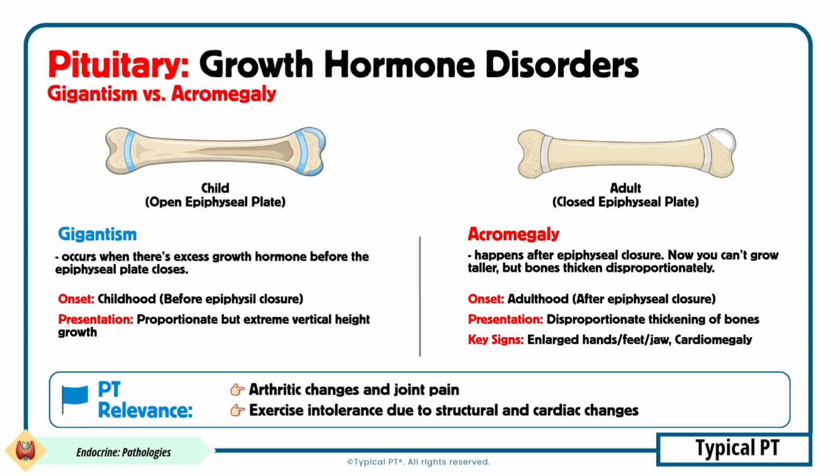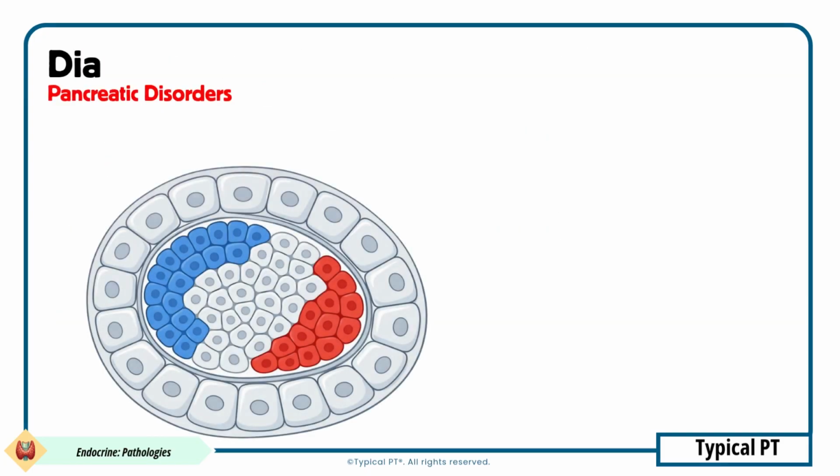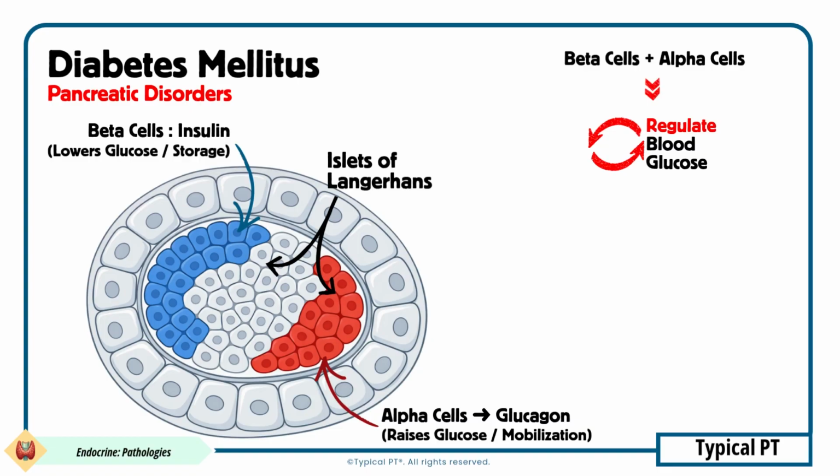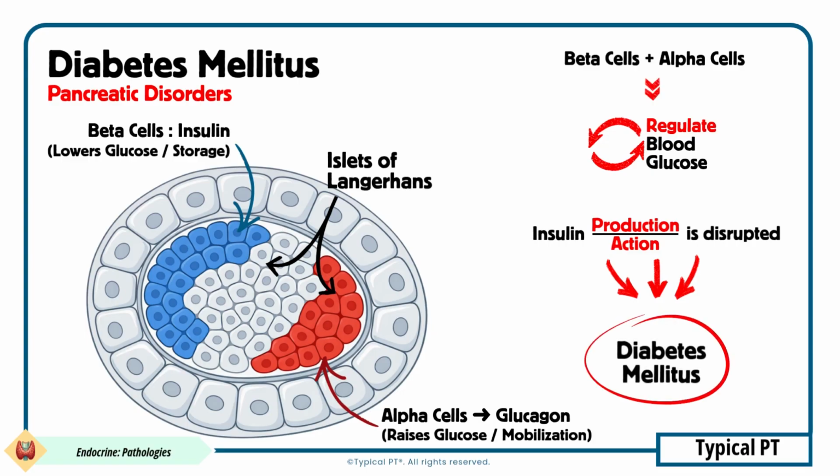Now that we have covered growth hormone disorders of the pituitary gland, we will move on to disorders of the pancreas that affect blood glucose regulation. The pancreatic islets contain beta cells that produce insulin and alpha cells that produce glucagon. These hormones work together to regulate blood glucose. When insulin production or insulin action is disrupted, diabetes mellitus develops.